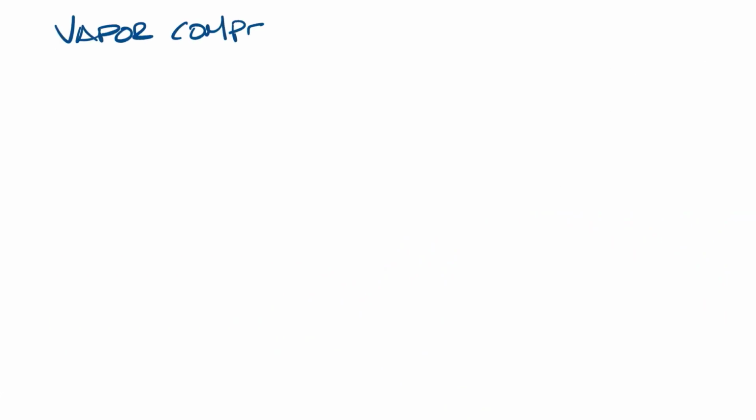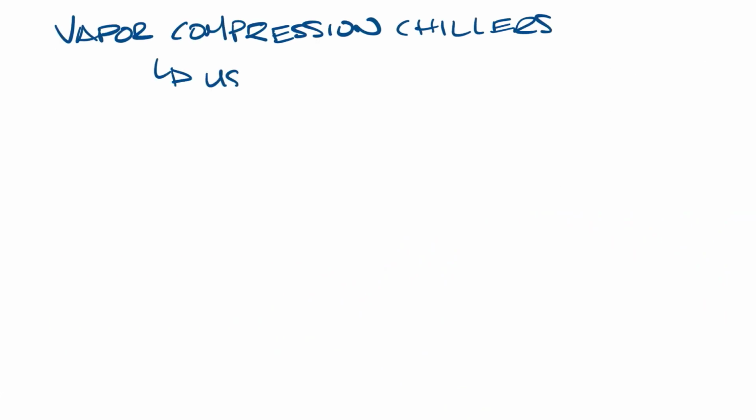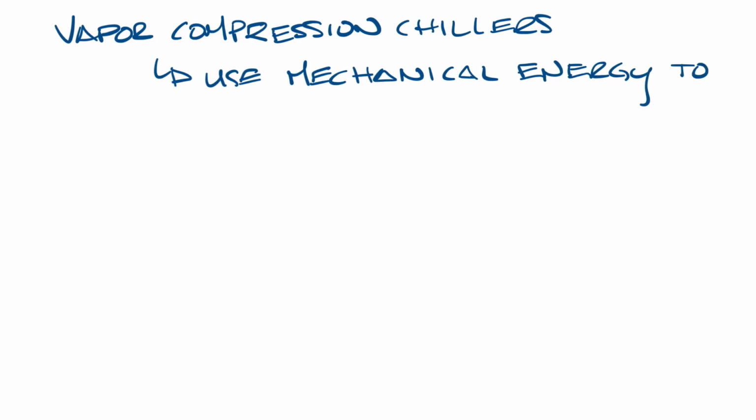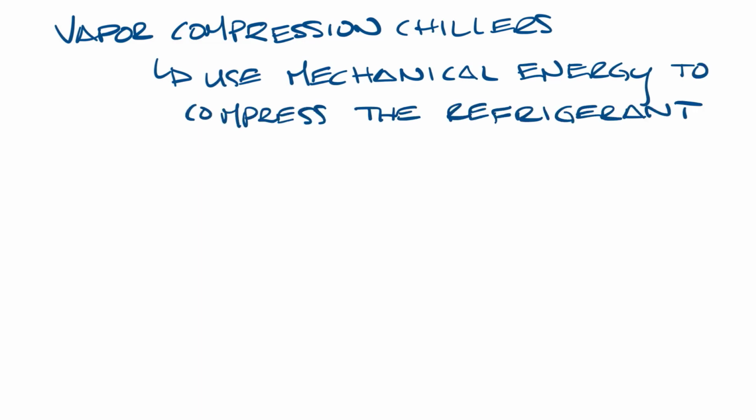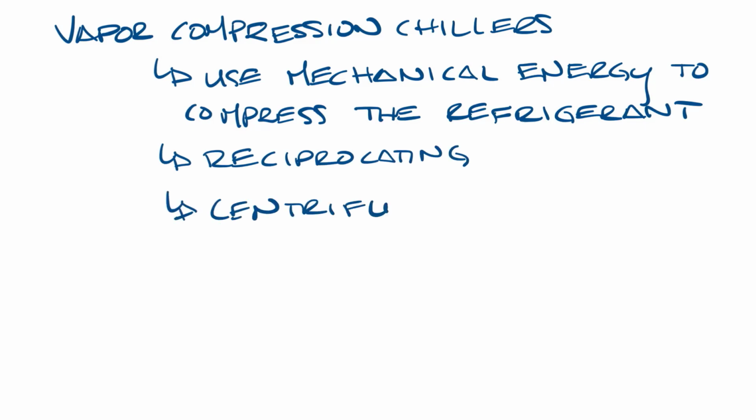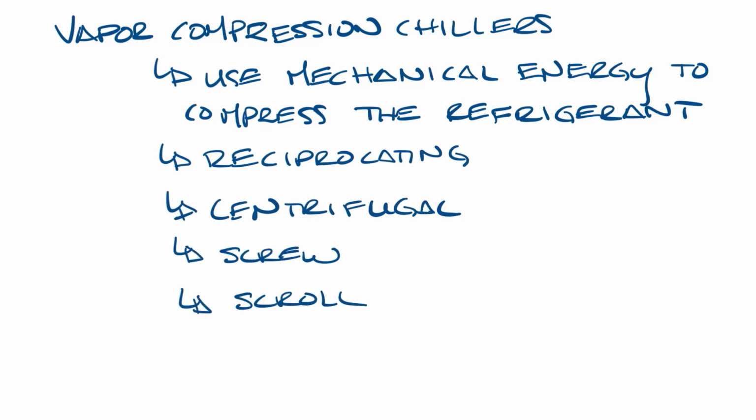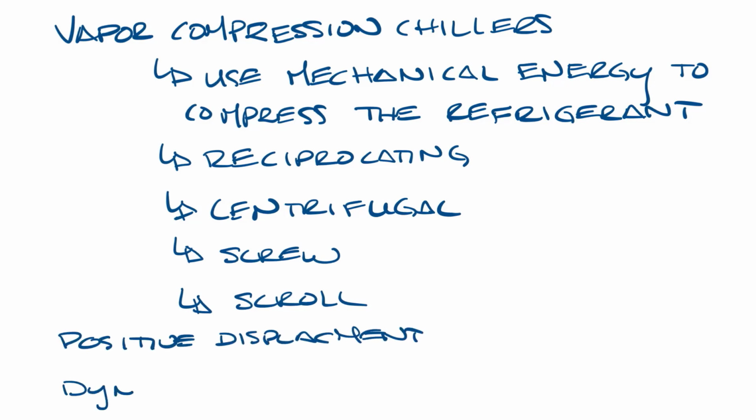The majority of chillers used are vapor compression chillers that use mechanical energy in the form of electric motors to drive the compression of the refrigerant. The four types of chiller compressors are reciprocating, centrifugal, screw, and scroll. Chiller compressors are either positive displacement or dynamic compressors.